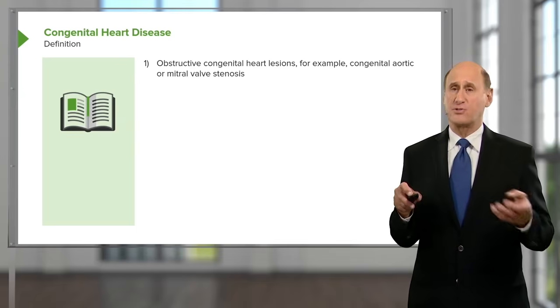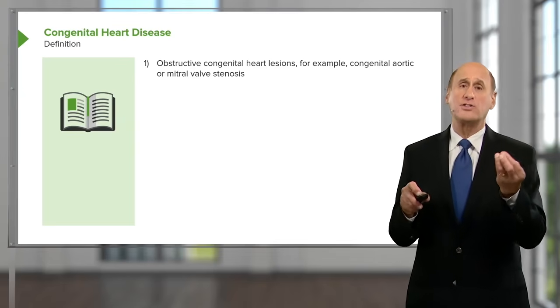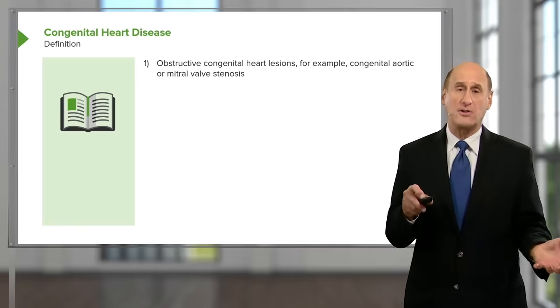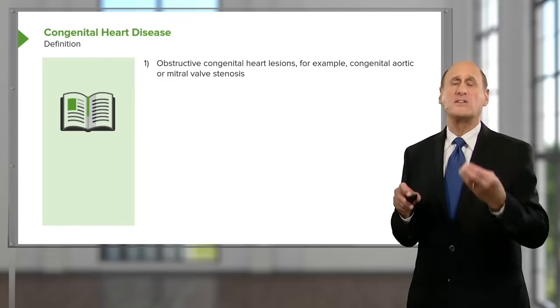There can be other obstructions. For example, the pulmonic valve can be misshapen, so there's stenosis in the pulmonic valve, putting an extra workload on the right ventricle. So those are obstructive lesions.